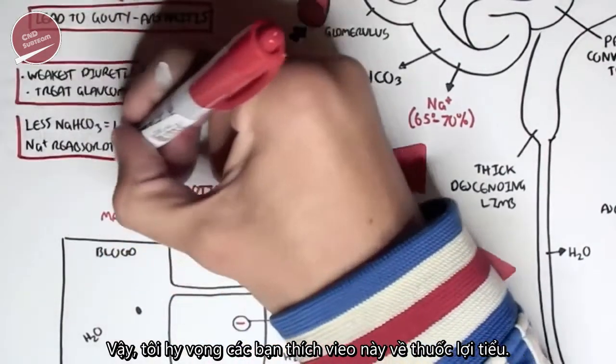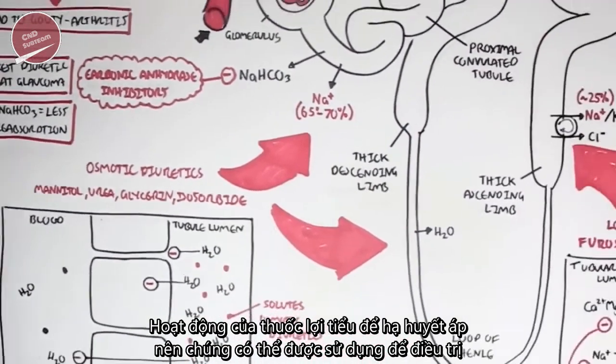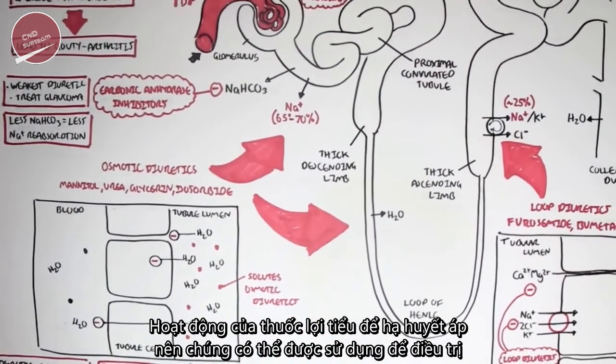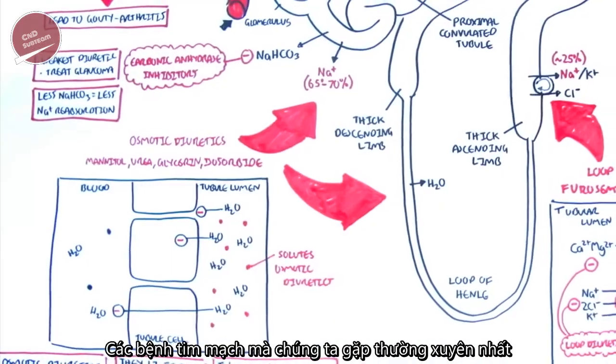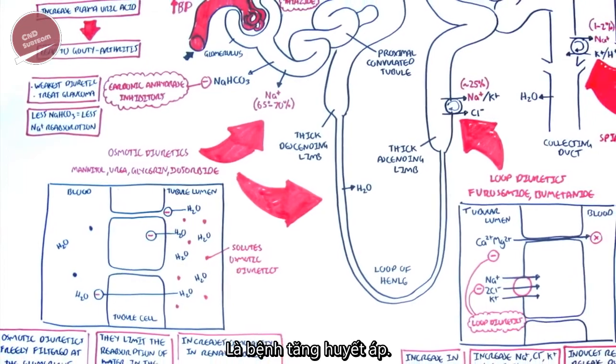So I hope you enjoyed this video on diuretics. We learned that diuretics essentially work to decrease blood pressure, and therefore they can be used in cardiovascular diseases where we see most often an increase in blood pressure.